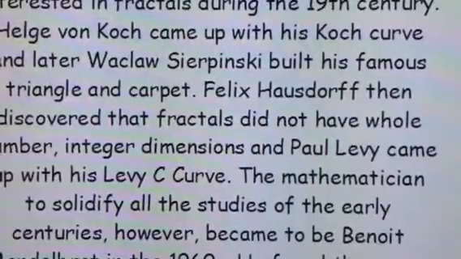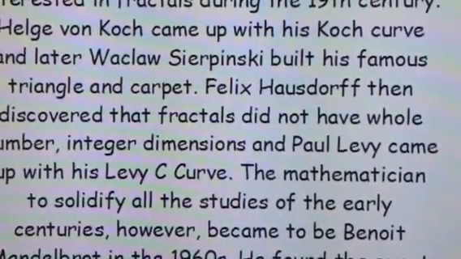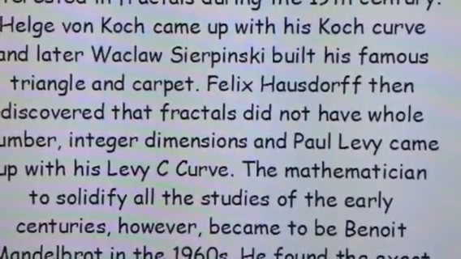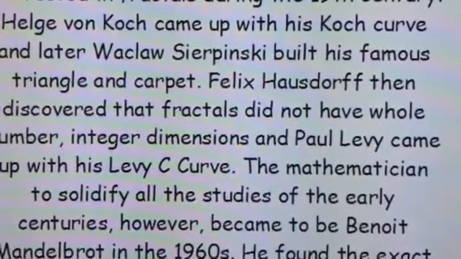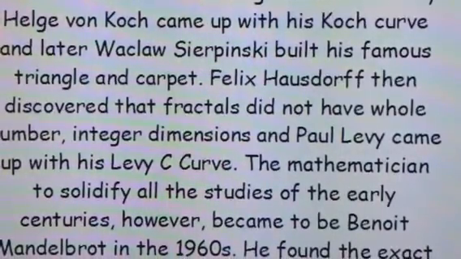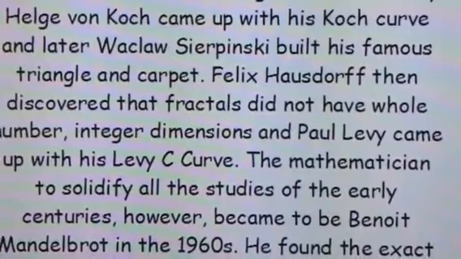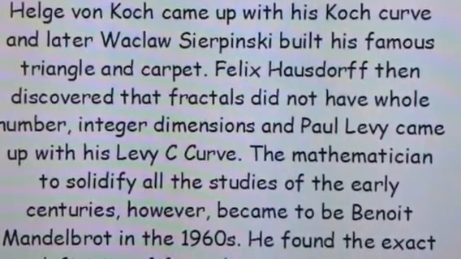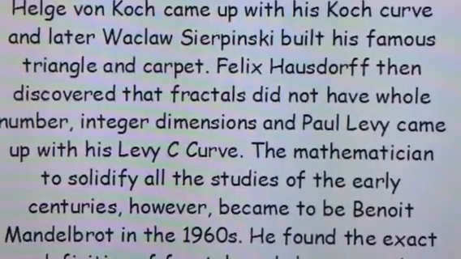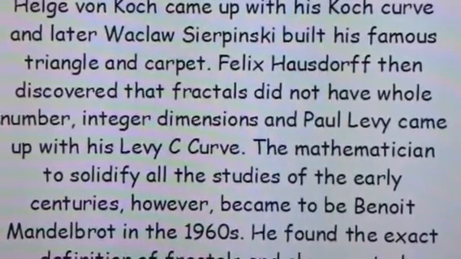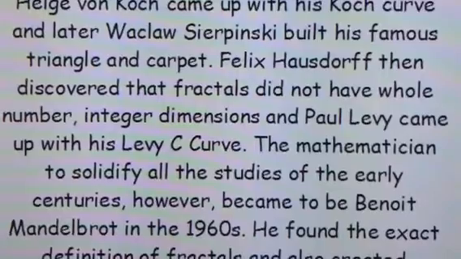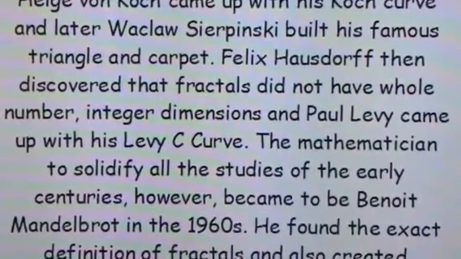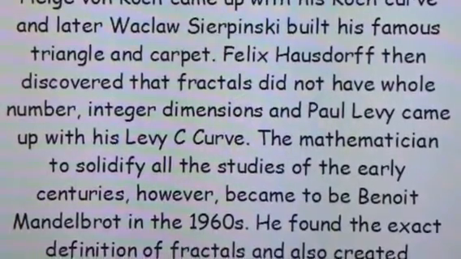The history of fractals started all the way back in the 17th century when the mathematics in fractal geometry first began to take shape. It began with the early mathematicians Gottfried Leibniz and Karl Weierstrass. After the 17th and 18th centuries, more mathematicians became interested in fractals. Helge von Koch came up with his Koch curve, and later Wacław Sierpiński built his famous triangle and carpet.